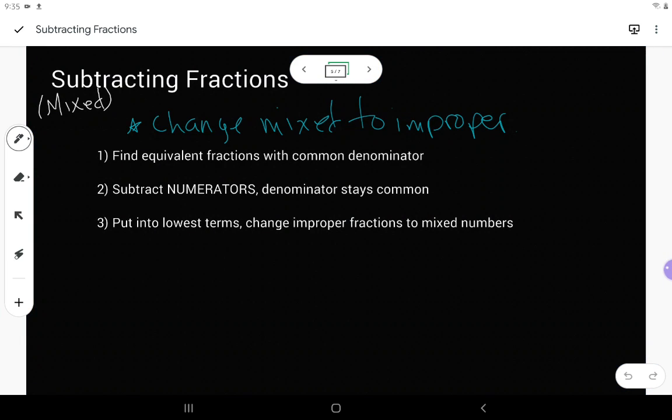Now what do we do if there are mixed numbers, right? If we're subtracting mixed fractions, I'm going to do the same way that I did with adding.